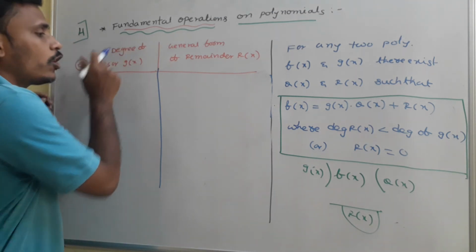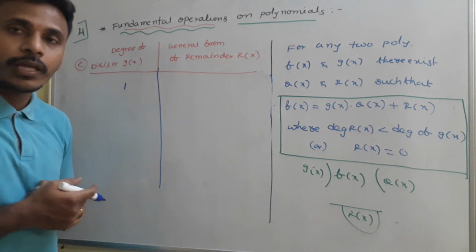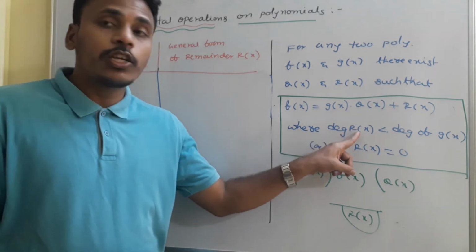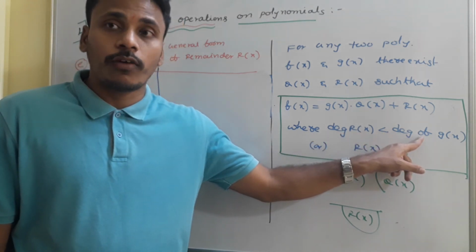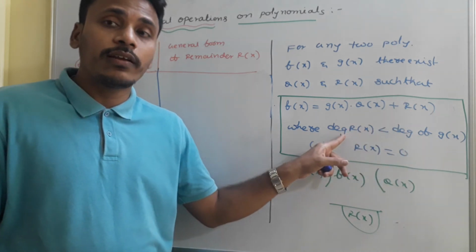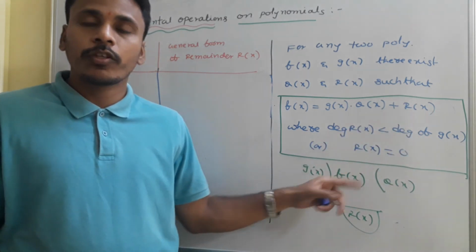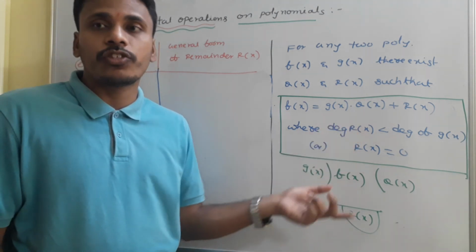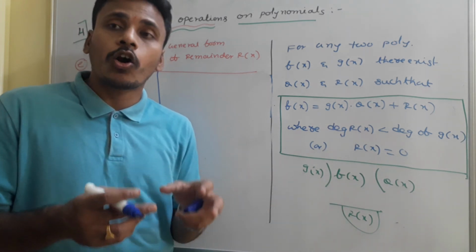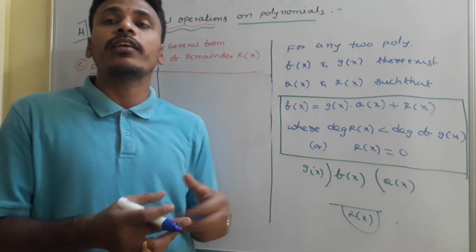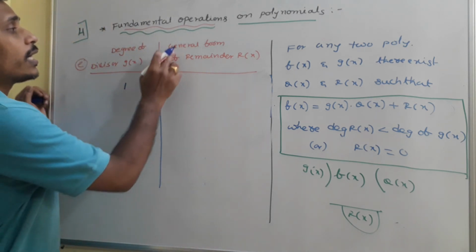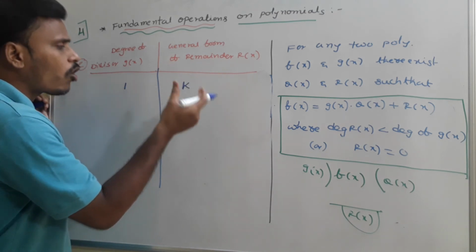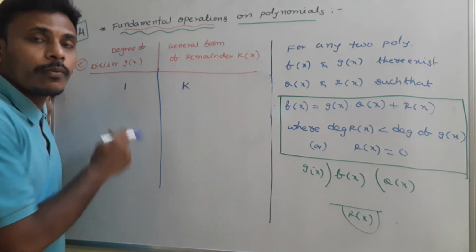Suppose the degree of g of x is 1. What will happen? Think about the remainder. As stated, the degree of the remainder is less than the degree of the divisor g of x. This is 1, so the degree of r of x is less than 1. Less than 1 means it may be 0, right? So the degree of r of x is 0. If the degree of the polynomial r of x is 0, that happens only if r of x is a constant. So the general form of the remainder r of x is simply a constant k. You will take a constant k, because its degree is 0.